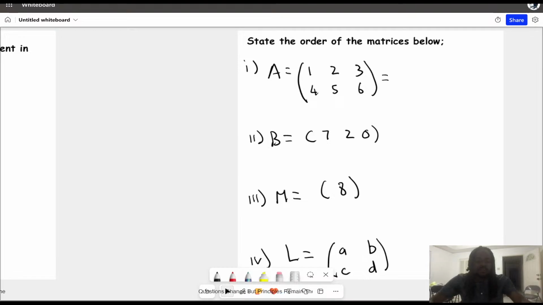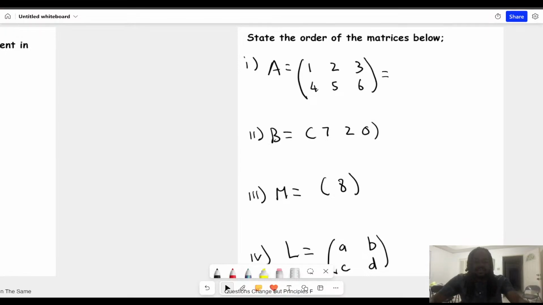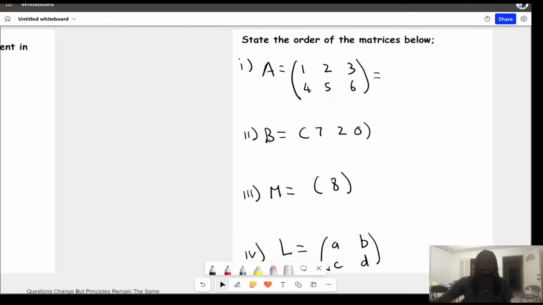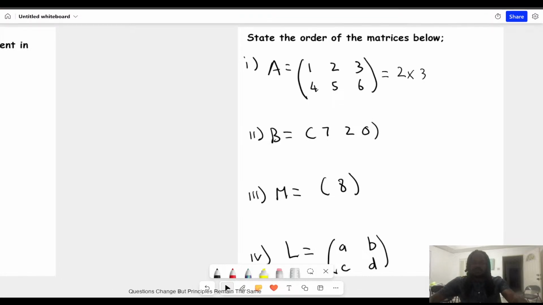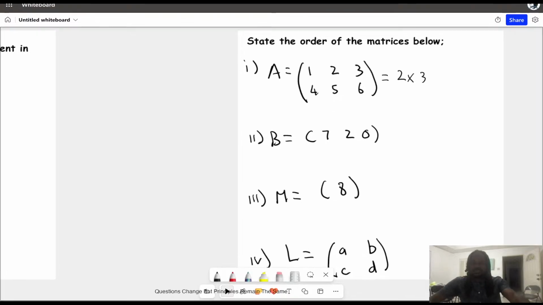Alright, so in A, how many rows do we see right there in A? So we see that, and how many columns are there? 3. So what's the order for this? This is called a 2 by 3. So this is a 2 by 3.